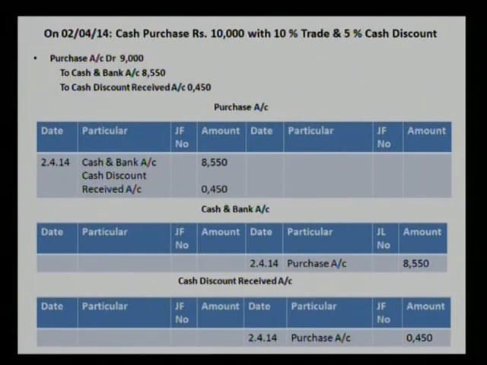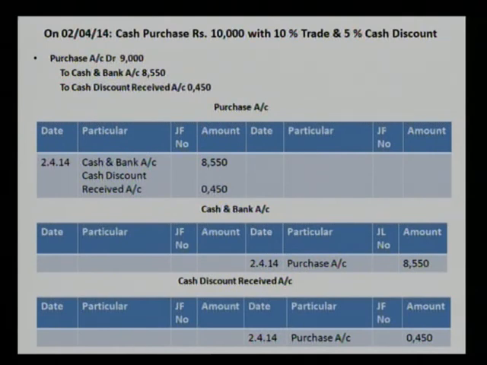But in the particular column, we have to mention two accounts, and in the amount column, we have to mention the amount related to both the accounts. So on the debit side, we have to mention the cash and bank account by the payment made, that is the figure 8550, and we have received the cash discount. Again, we have to mention in the particular column on the debit side of the purchases account by the cash discount received, that is 450. So on the debit side, we have to mention two accounts with two separate amounts. So with the sum of the two, we have debited the purchases account by the net purchases worth rupees 9,000.